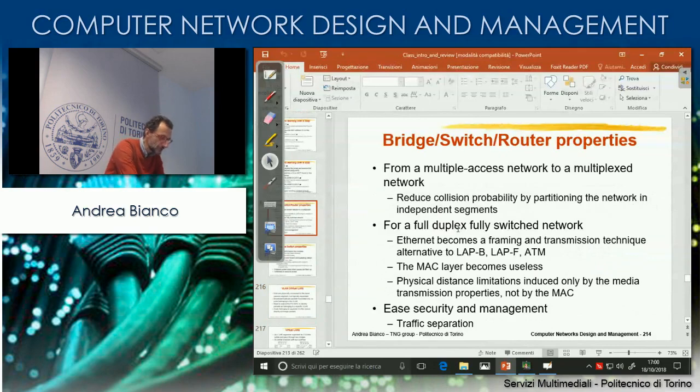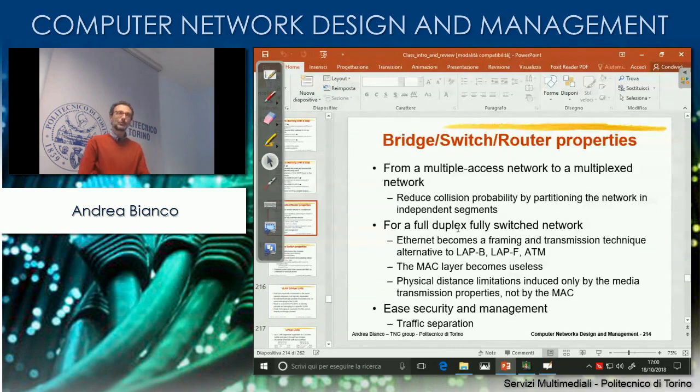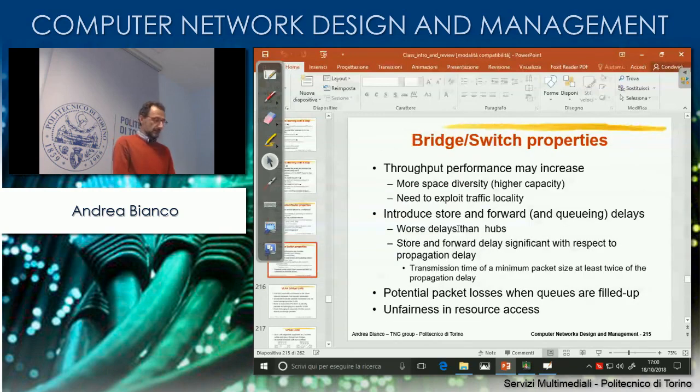So these are the two slides that you should highlight. Slide 214 and slide 215, which summarize, I hope, what I said, actually adding something. So throughput performance may increase. We have seen how and when. We have more space diversity, we have more capacity, but only if we are able to exploit some sort of traffic locality. If the traffic distributes well, we get it. If the traffic distributes badly, we may not gain any advantage. Okay, that's what we have said up to now.